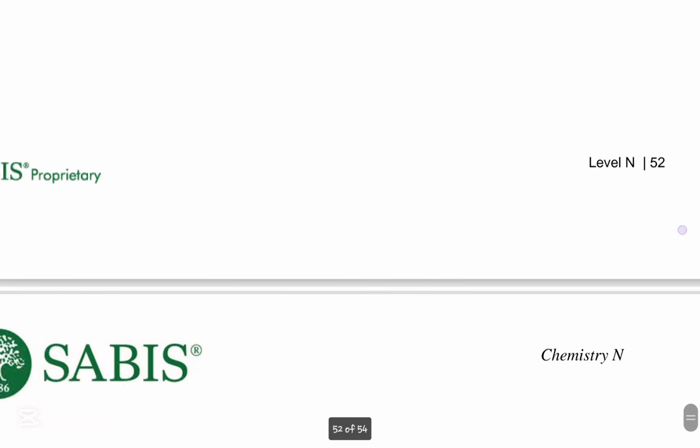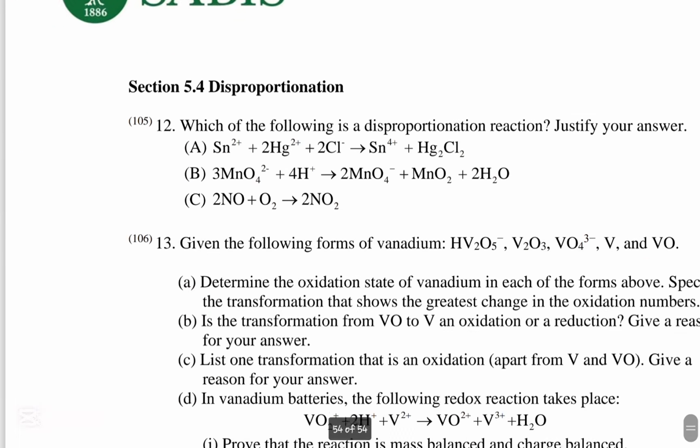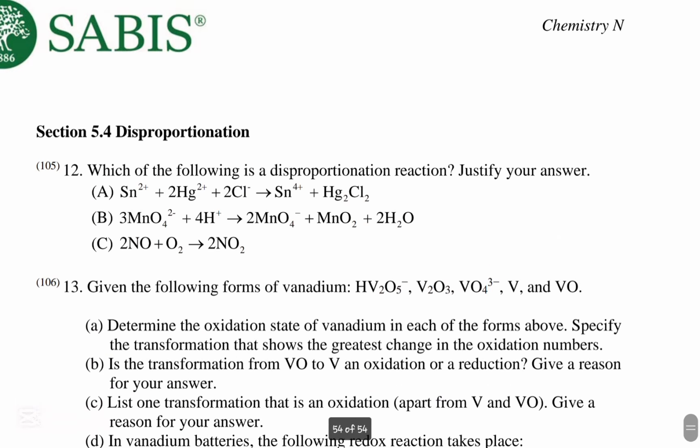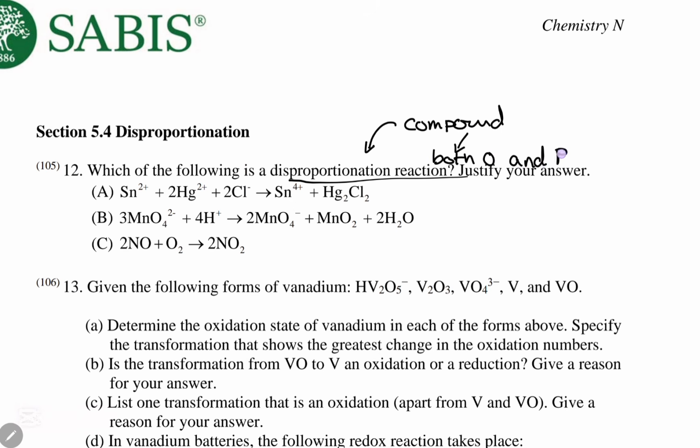And now finally, last but not least, the last and final question we have to solve is question 12, which is a disproportionation question. It's saying which of the following is a disproportionation reaction. What's a disproportionation reaction? It is where an element in a compound is both oxidized and reduced, okay? A very famous example of a disproportionation reaction would be Cl2.